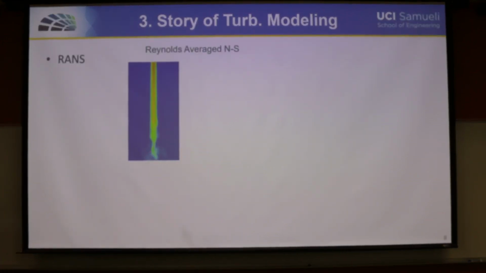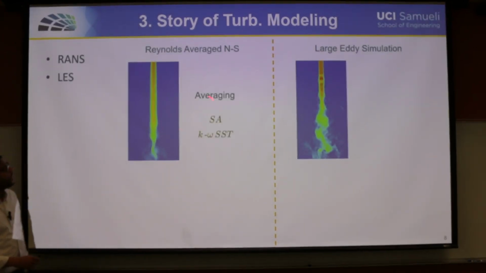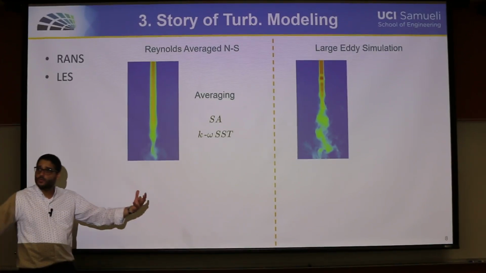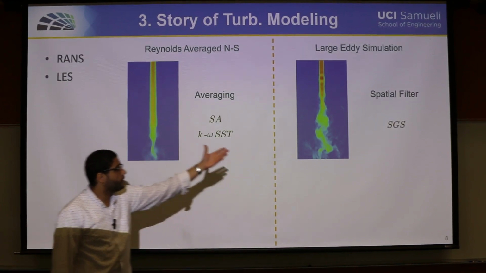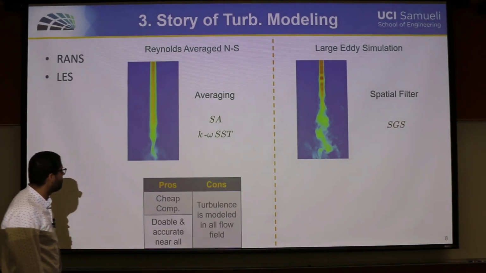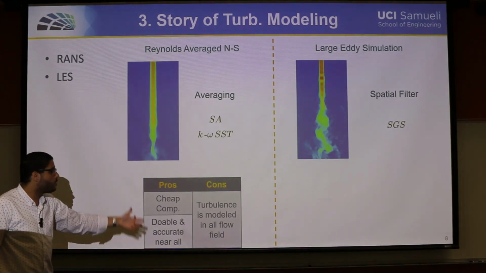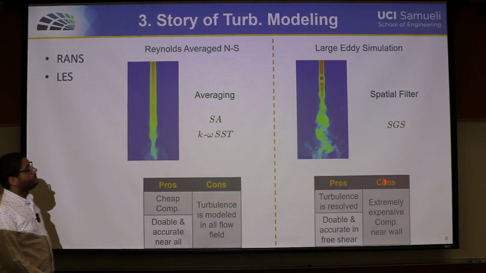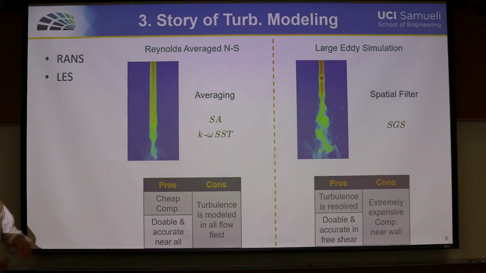Now let's see the story of turbulence modeling till now. We have Reynolds averaged Navier-Stokes equations, which is called RANS, and large eddy simulation, which is LES. In RANS, you do the averaging. You come up with a recipe to find the shear stress terms or the Reynolds stress terms. In LES, you have your spatial filter and you have your subgrid scale models. The pros of RANS are that it's cheap, doable and accurate near wall, but turbulence is modeled in all the flow field. And in LES, the turbulence is resolved instead of being modeled. It's doable and accurate in free shear, and extremely expensive near wall.